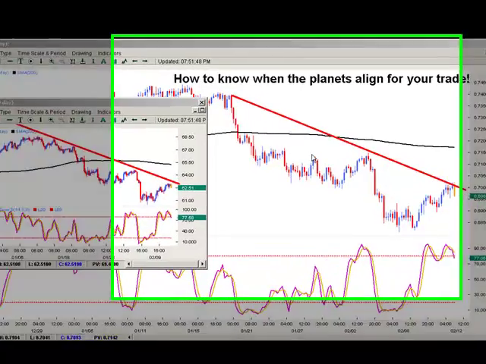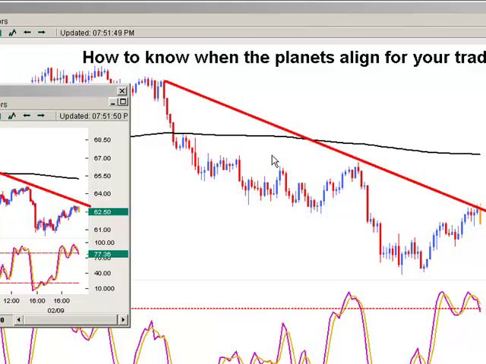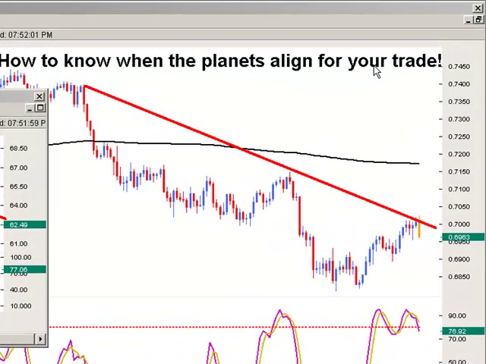Hi, folks. This is Sean Hyman from Chart of the Day, and I just want to talk to you about one of the things that I really love to find in my currency cross trader service, and I want to share it with you today. It's how to know when the planets align for your trade.